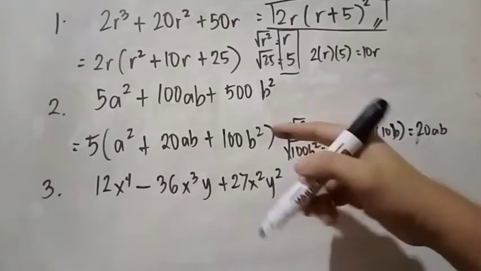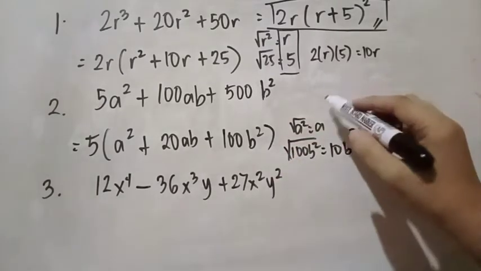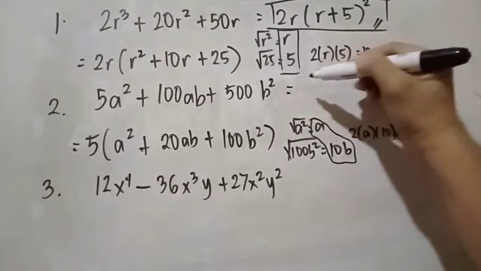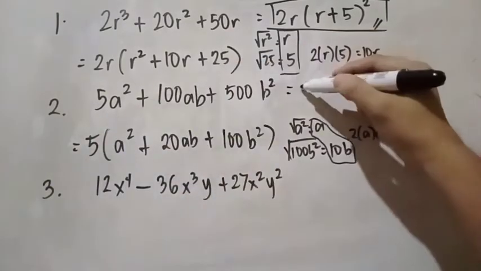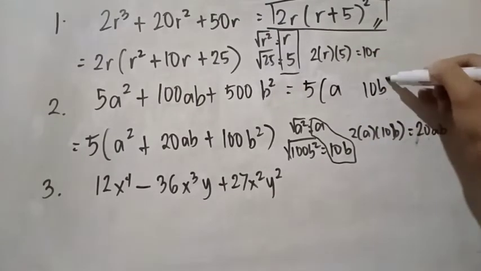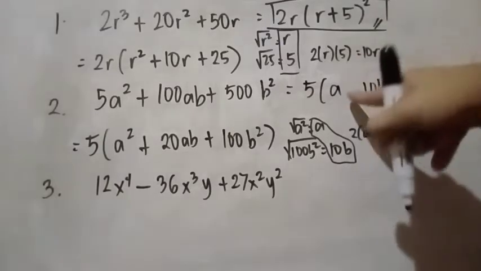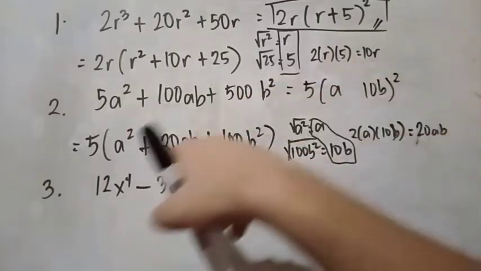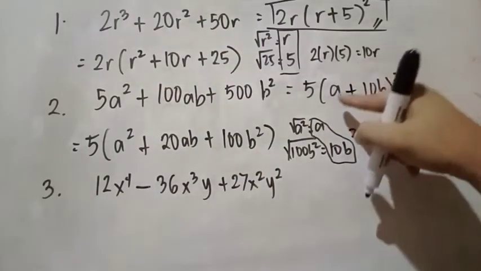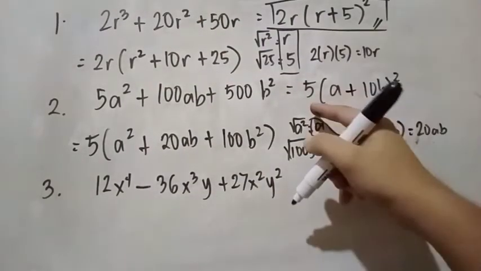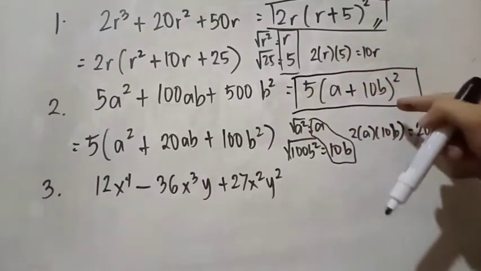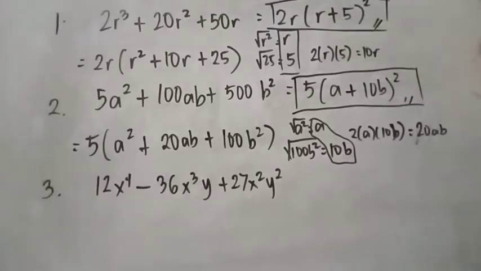So, para masulat natin as factors, no? So, kailangan natin yung a at saka 10b. So, we have 5 muna, no? 5 multiplied by a, 10b, and then squared. Tapos, ano ba magiging sign nito? Yan yung sign ng middle term, which is plus. Okay? We have a plus 10b. Ayan. So, the answer is 5 multiplied by a plus 10b quantity squared.